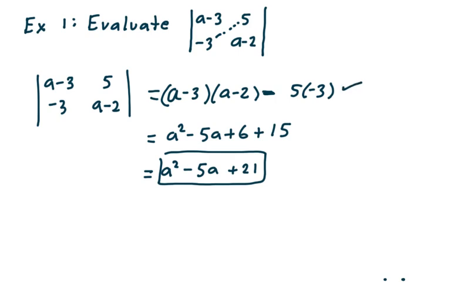So again, the determinant of this matrix is A minus 3 times A minus 2 minus 5 times negative 3. So I get A squared minus 5A plus 6. So this piece is A minus 3 times A minus 2. And then remember, negative 5 times negative 3 is positive 15. So I have to add 15. And when I simplify, I should come up with A squared minus 5A plus 21. That's example 1.